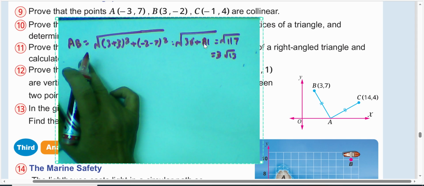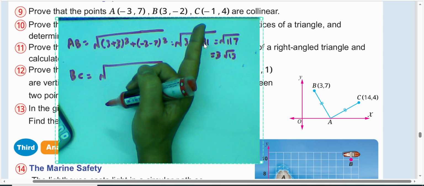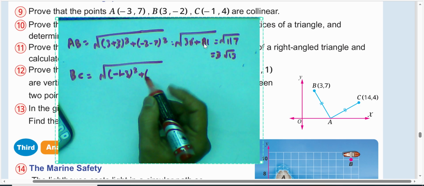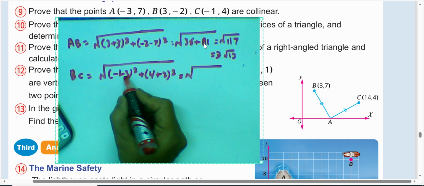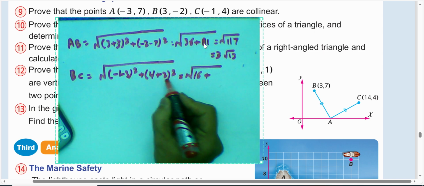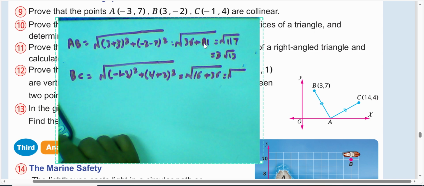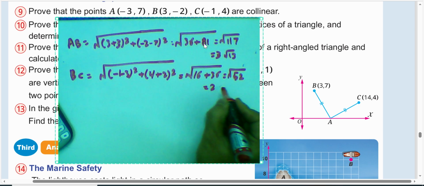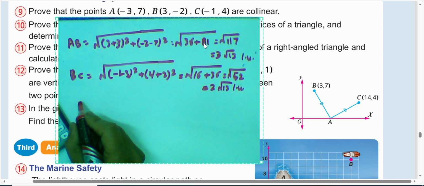Okay, and next the line segment BC. Look, B and C. -1 minus 3 to the power 2, and 4 minus -2, it will be 4 plus 2 to the power 2. -1 minus 3 is -4, squared is 16. 4 plus 2 is 6, squared is 36. 36 plus 16 is the square root of 52, equal to 2 root 13, length unit. And what about AC?